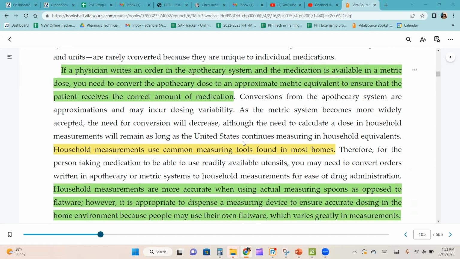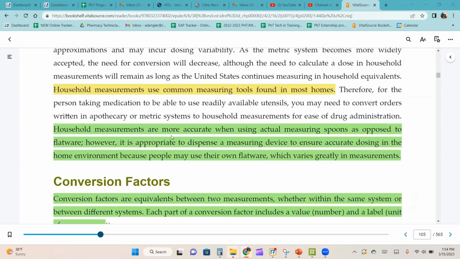Household measurements use common measuring tools found in most homes. Therefore, for the person taking medication to be able to use readily available utensils, you may need to convert orders written in apothecary or metric systems to household measurements for ease of drug administration. Household measurements are more accurate when using actual measuring spoons as opposed to flatware, like using your teaspoon and your tablespoon. However, it is appropriate to dispense a measuring device to ensure accurate dosing in the home environment because people may use their own flatware, which varies greatly in measurements.